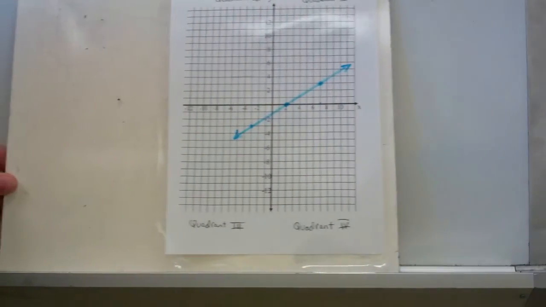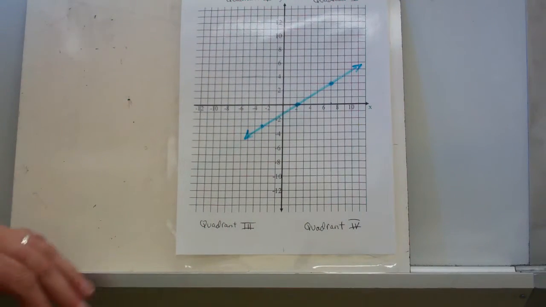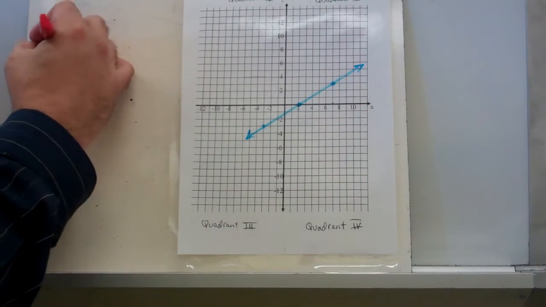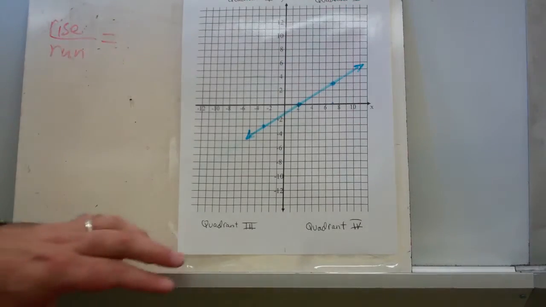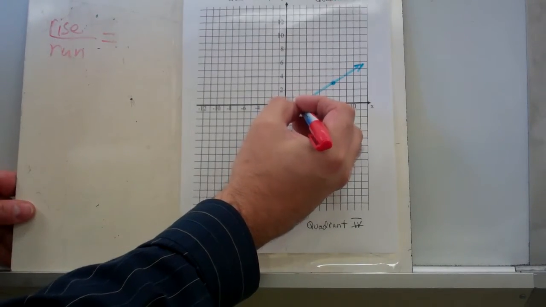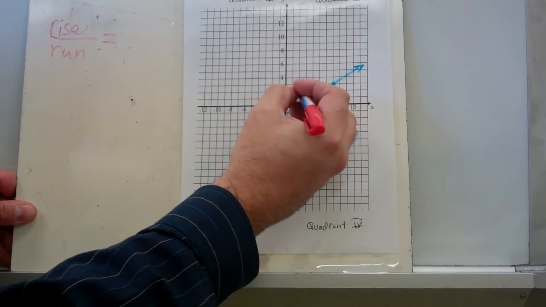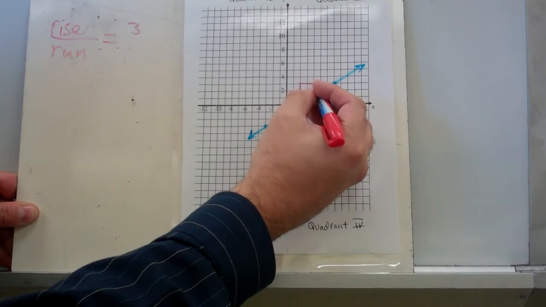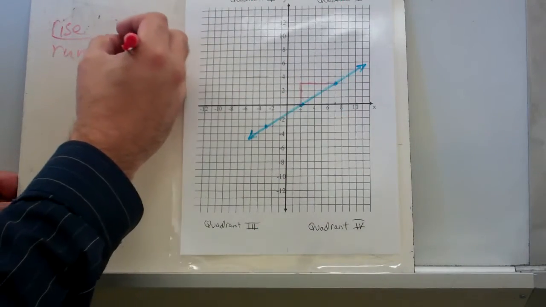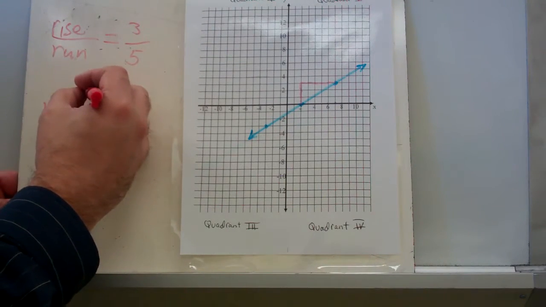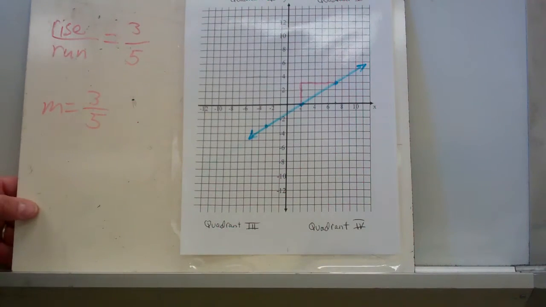Okay, on this example, we have a positive slope. So let's see here, we're going to rise and then run. Okay, we're going to rise 1, 2, 3, and then we're going to run 1, 2, 3, 4, 5. Okay, so if we look at this slope, we have 3 over 5. Can't really do anything with that. Okay, we can simplify that.